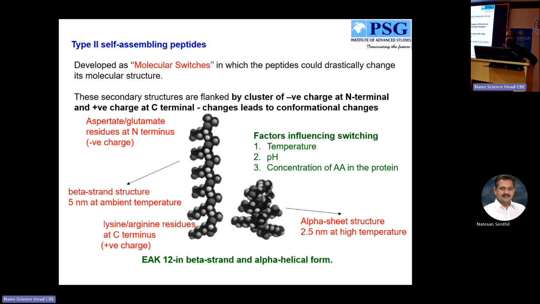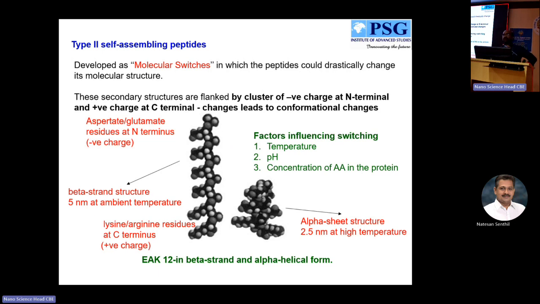What happens is they have more of aspartate and glutamate residues, which are negatively charged, and it has lysine and arginine at the C terminus. So the N terminus is rich with negative charge, and your C terminus has more positive charge. So this gives you the complementarity. Now you can assemble your nanostructures using this complementarity, and what happens is when you change the environmental factor like pH or temperature, the 5 nanometer beta structure of this protein changes to 2.5 nanometer.